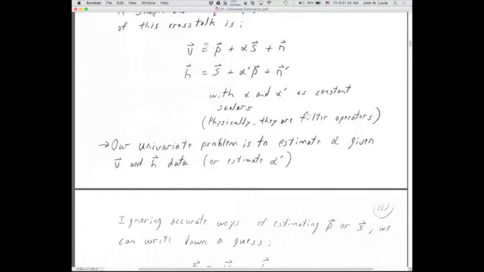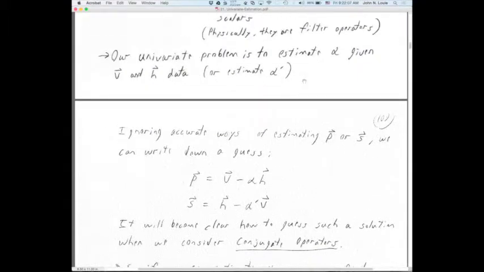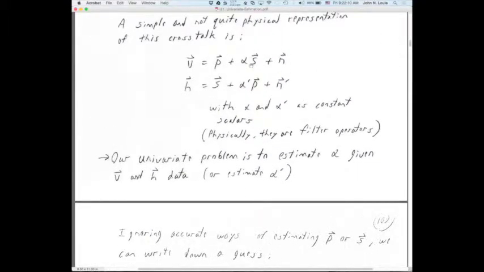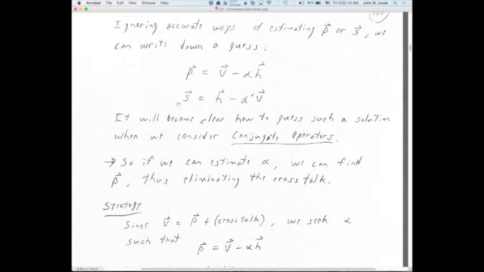You know, it really should be what? 1 minus alpha, that quantity times P? But we just left it as P plus alpha S, right? So what we did is we just said, all right, we start with V, so P is equal to V minus alpha S, and we're ignoring the noise, okay? So P is equal to V minus alpha H, right? Because S is most of what's in H. So, you know, a guess, okay? Likewise, S is equal to H minus alpha prime V.